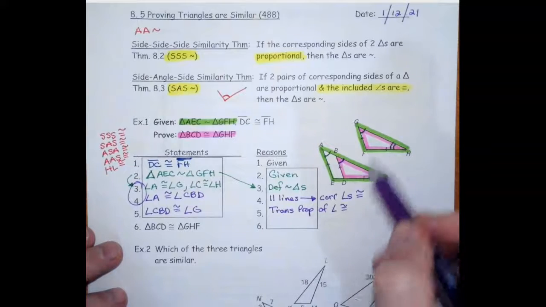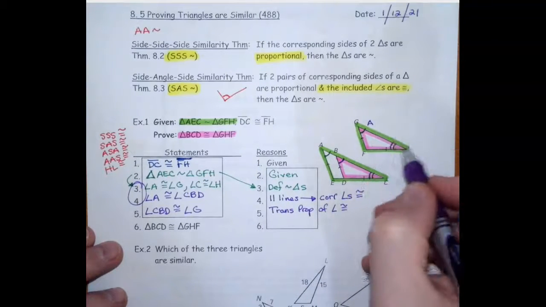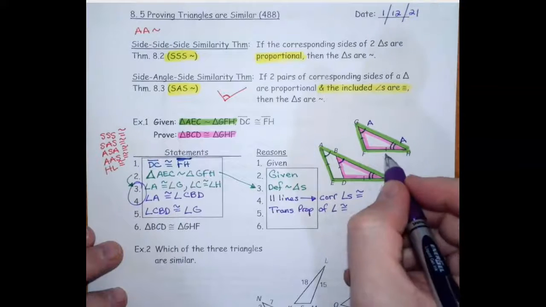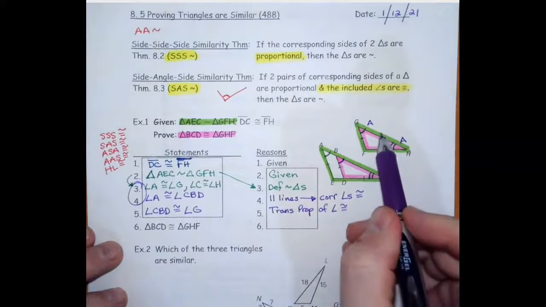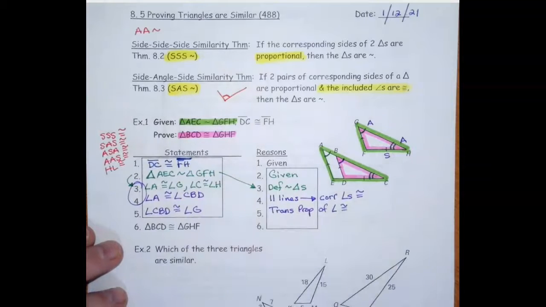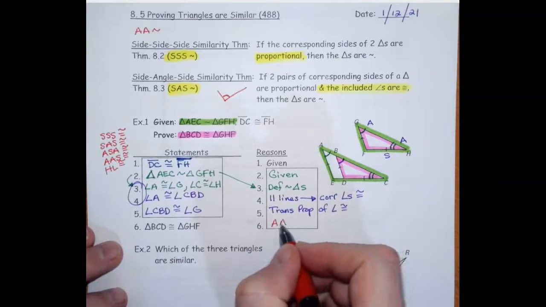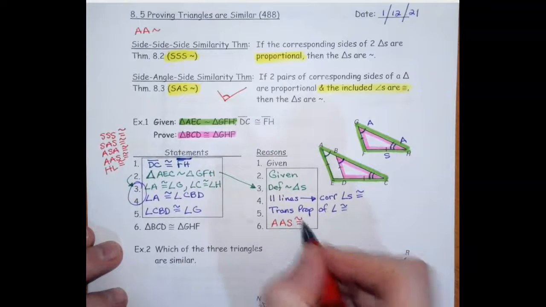And now if we look at these 2 pink triangles, we have an angle, and we have an angle, and we have a side right here. And the side is not in between the angles, it's outside of the angles. And so our reason for that is going to be angle, angle, side congruence.